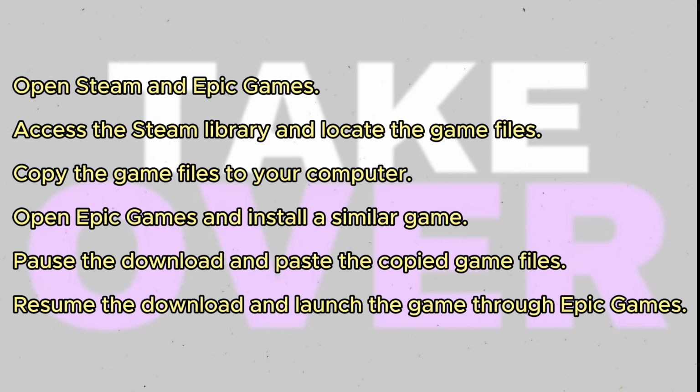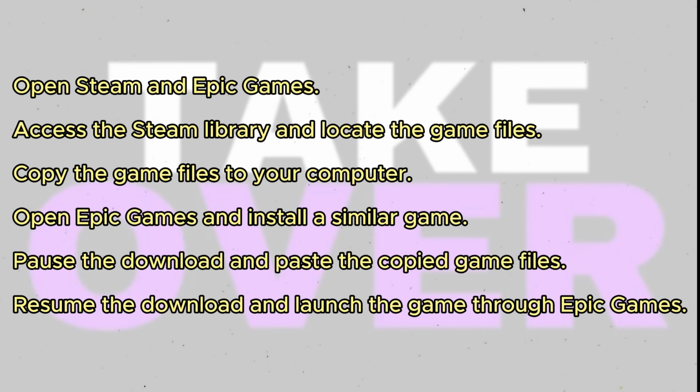Access Steam Library. Navigate to your Steam library and select the game you want to transfer. Locate game files. Right-click on the selected game, click on Properties, then Installed Files, and finally browse to locate the game files. Copy game files. Copy the game files from the Steam library to a location on your computer.